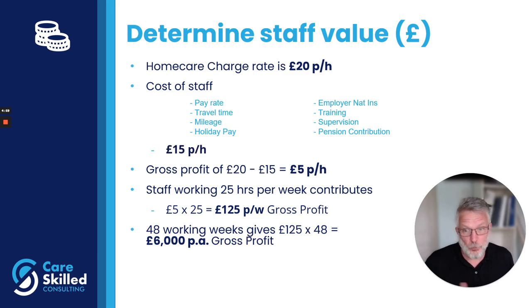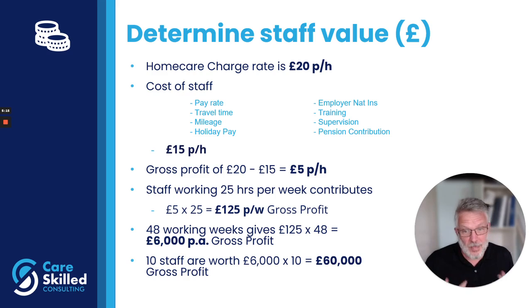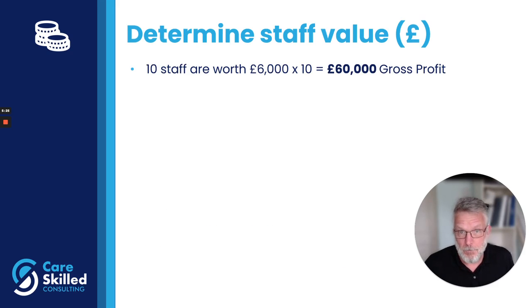business. So it's 48 working weeks in the year because they've got 4 weeks holiday. So that means they contribute 125 times 48, so that's £6,000 per annum of gross profit. So one staff member contributes £6,000 per annum of gross profit. So 10 staff are worth 6,000 times 10, £60,000 of gross profit if you were to recruit 10 extra staff in this particular example.